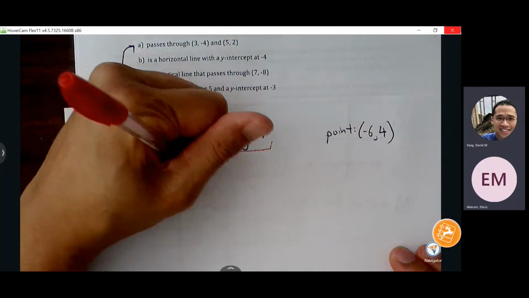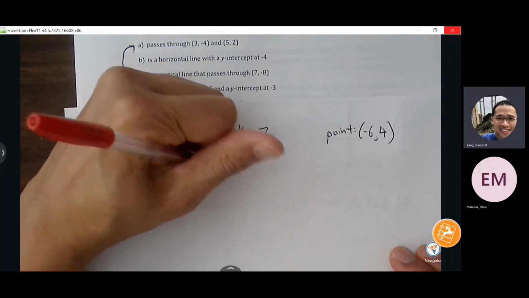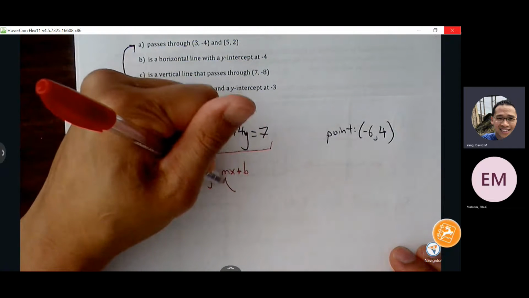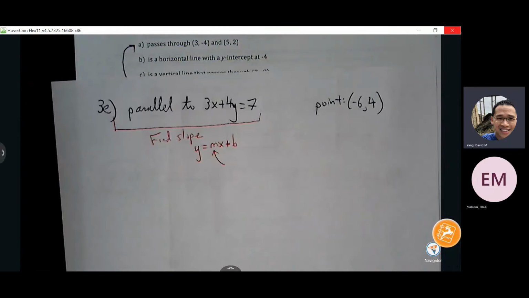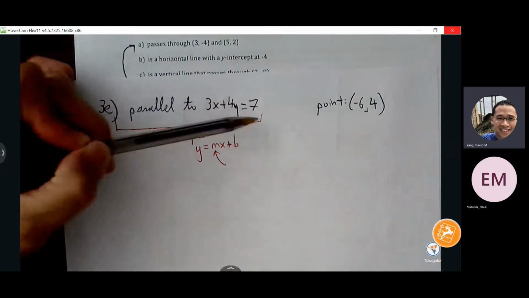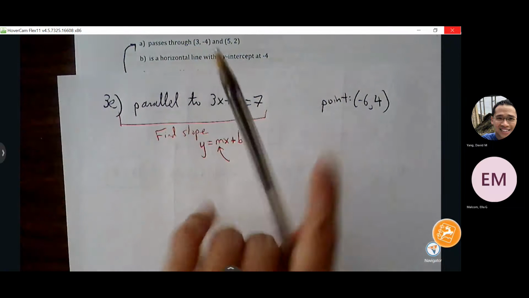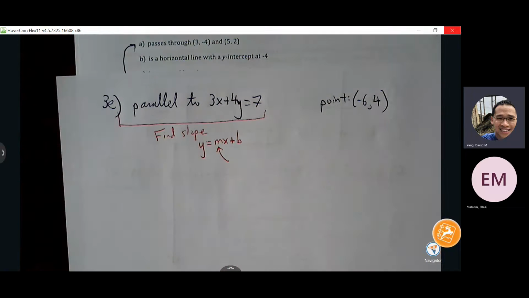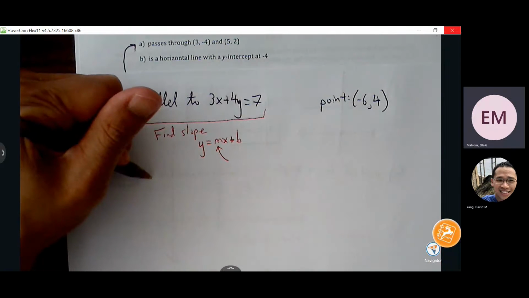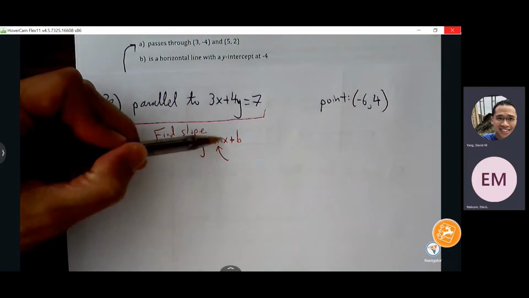I think the easiest way to find the slope of this line is to get it into slope intercept form, because then I can quickly pull the slope just by looking at what's in front of the x. The only thing we care about in this equation is the slope, and then we're going to erase everything else about this line and take that information and build our new line. So y equals mx plus b. We put 3x plus 4y equals 7 into that form, so we want to solve for y to figure out the slope of this line.